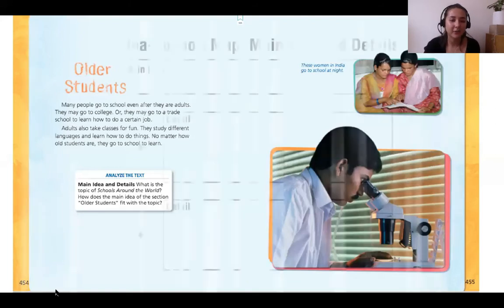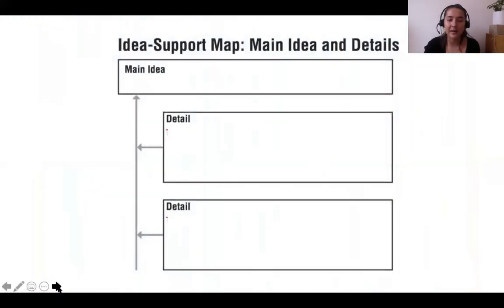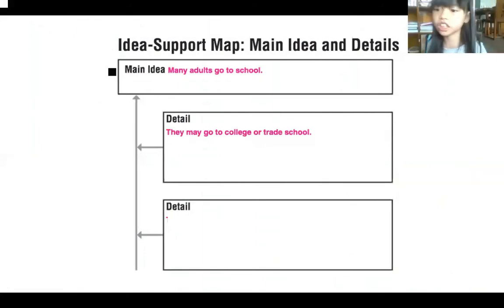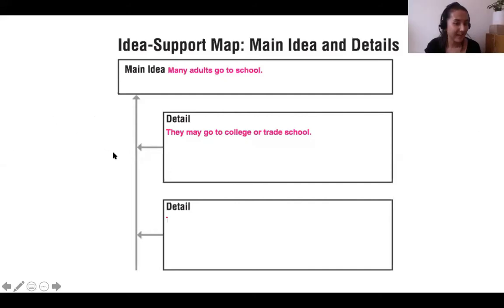So let's have a look. So the main idea that Michael told us was that adults go to school. One of our details is that they may go to college or trade school. Can anyone tell me what it means when it says college? What does college mean? Aling, what do you think? What do you think college is? I think college is the school where adults go. Very good. Well done, Haling.